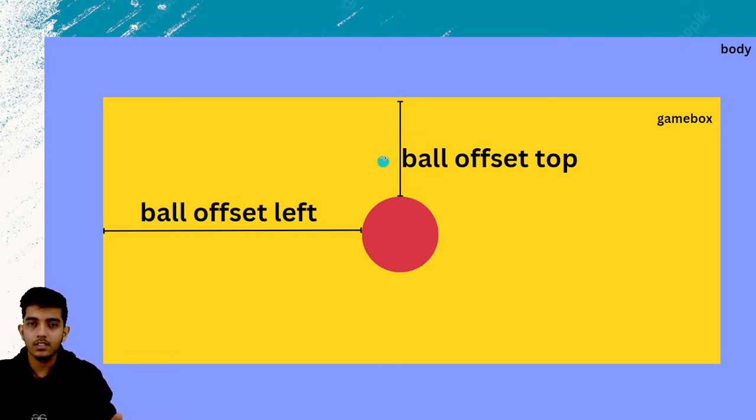Okay, you can see that this is the difference. This is the distance, so that's called ball offset top. If I say ball offset left, it simply means the distance between the left of the ball and the left of our game box. That's called ball offset left.